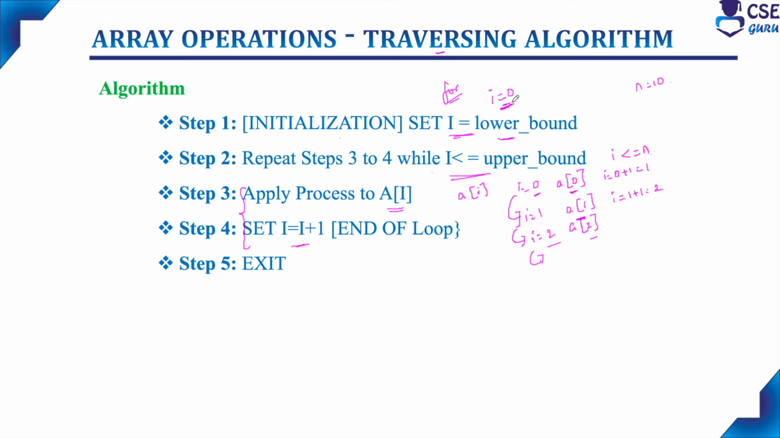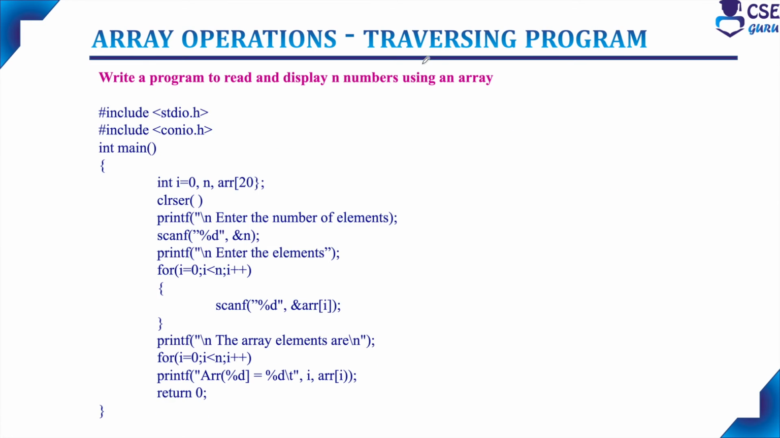So, initially you have to set the I value to 0, check the condition I less than or equal to n. Until the condition fails, process A of I. Then, after processing each element, you have to increment the I variable. So, this process continues. Once you have accessed all the elements in the array, stop the algorithm. This is the traverse algorithm. So, this is an example program to implement a traverse operation.